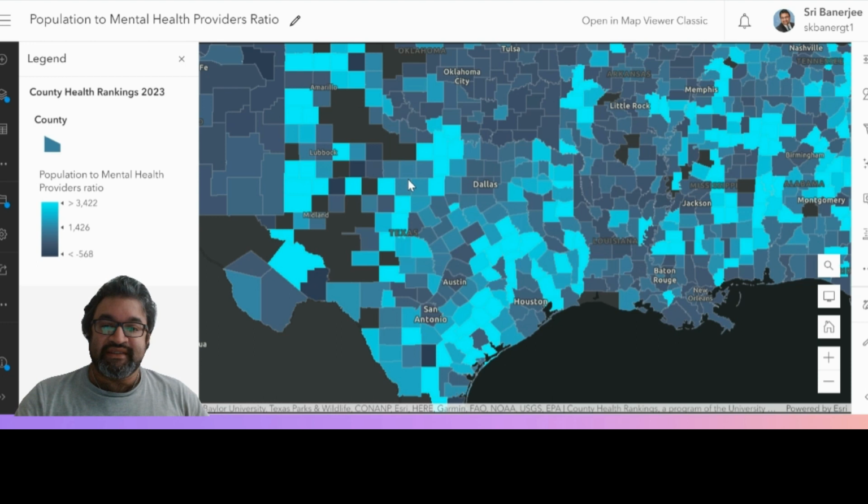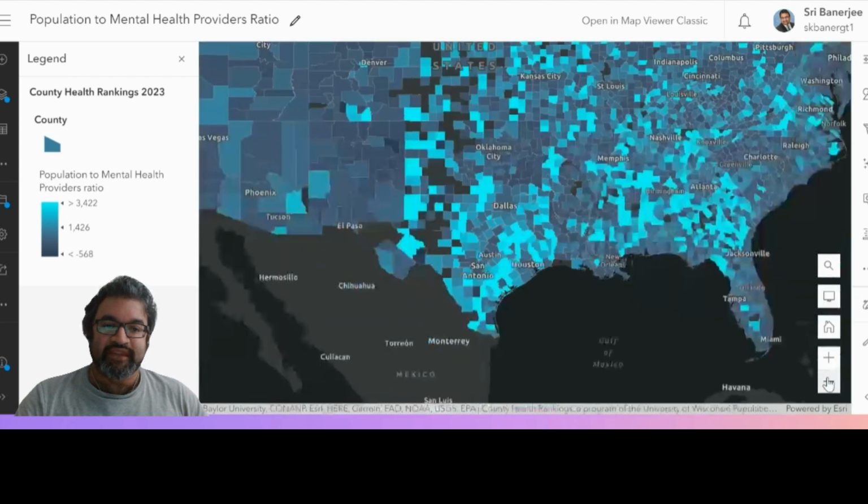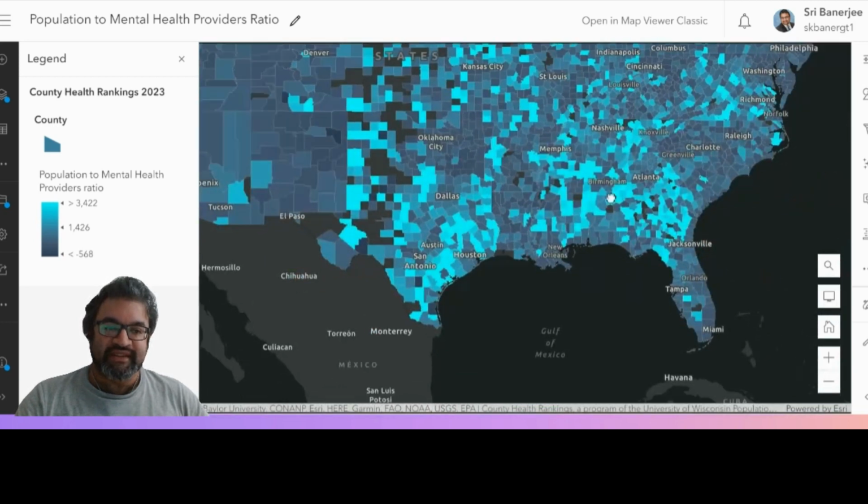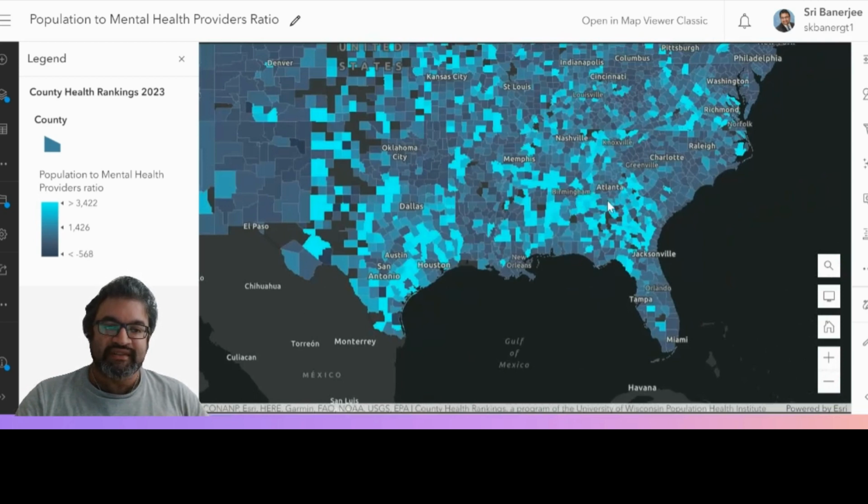So this is the entire state of Texas. What you can do is similar to what I'm doing here. You can go ahead and go to different states and make a comparison. For instance, a good state to look at is Georgia, and Atlanta versus other counties can show some interesting patterns.